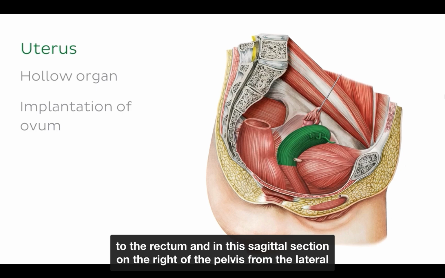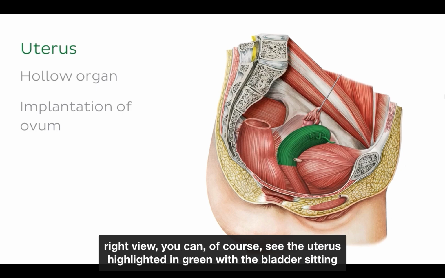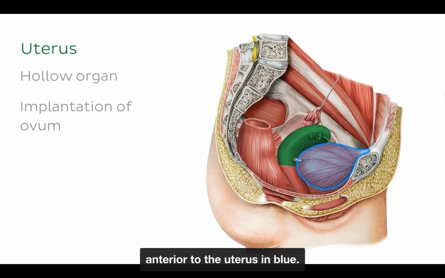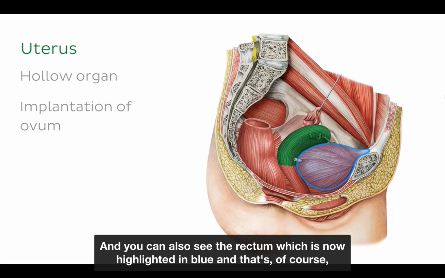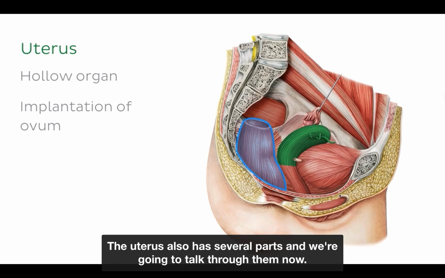And in this sagittal section on the right of the pelvis, from the lateral right view, you can of course see the uterus highlighted in green, with the bladder sitting anterior to the uterus in blue. And you can also see the rectum, which is now highlighted in blue, and that's of course posterior to the uterus. The uterus also has several parts, and we're going to talk through them now.